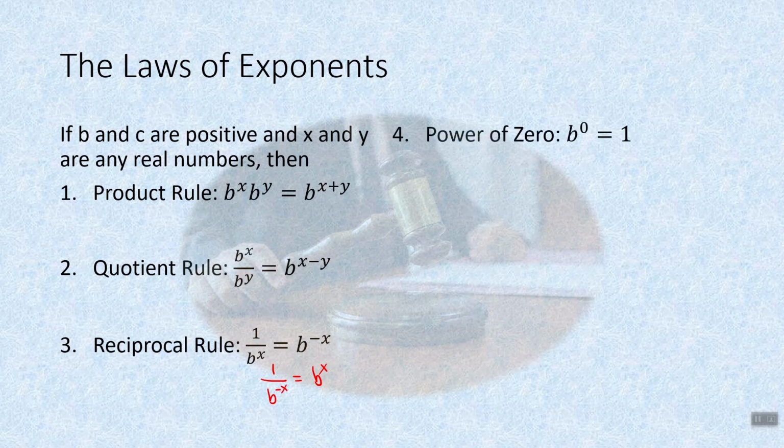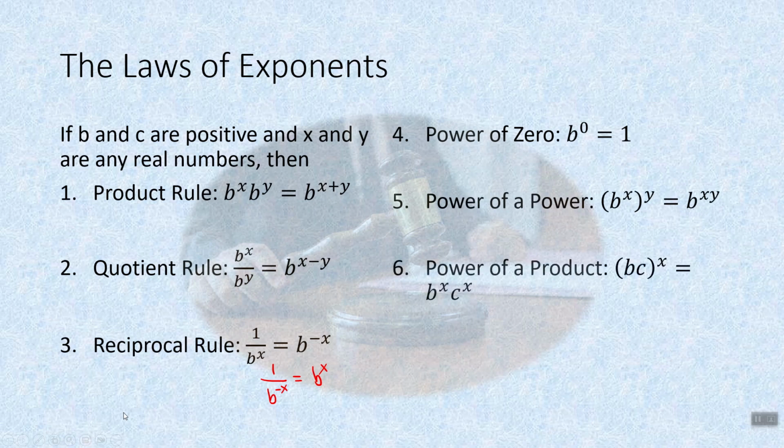Power of 0: as long as b is not 0, b to the 0 is 1. If I have a power raised to a power, then I multiply. If I have the power of a product, so if I'm multiplying two things and I raise it to a power, that's the power on each factor. And the same thing with the quotient.